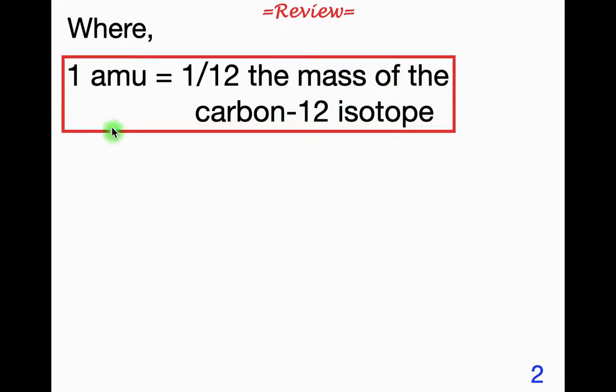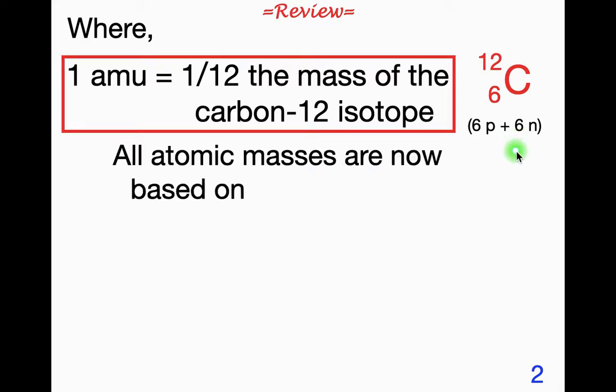Now that's a real important definition to remember. Now why carbon-12? Well, it's unique in that it's very common and it has exactly 6 protons and 6 neutrons. So if you add them together and divide by 12, you would get the average mass of a proton and a neutron, or another way of saying it is that we would get the mass of a nucleon. All atomic masses are now based on this definition.